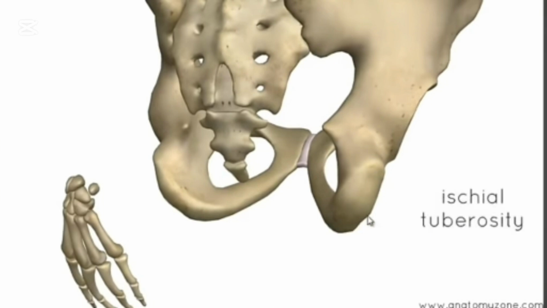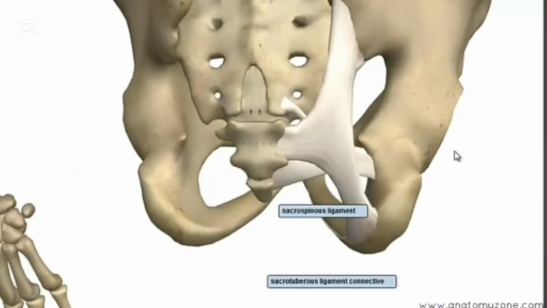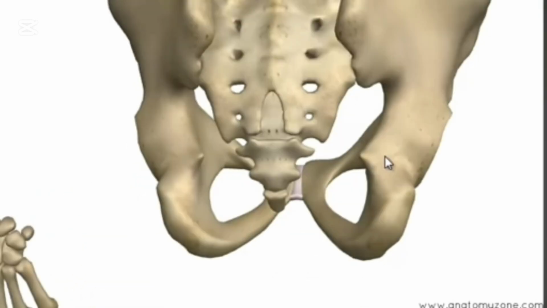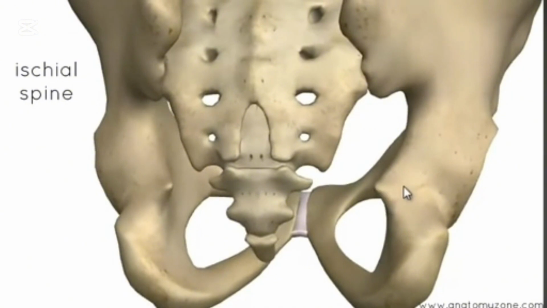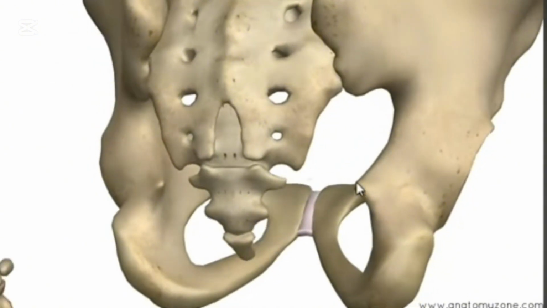After that, we go to ischium. For the ischium, we have ischial tuberosity, the large, roughened area that bears weight when sitting. It serves as an attachment point for the hamstring muscles. Ischial spine, a pointed projection above the ischial tuberosity that serves as an attachment for ligaments and helps define the boundaries of the pelvic outlet.